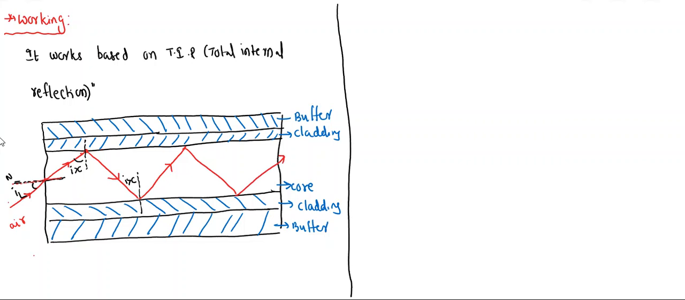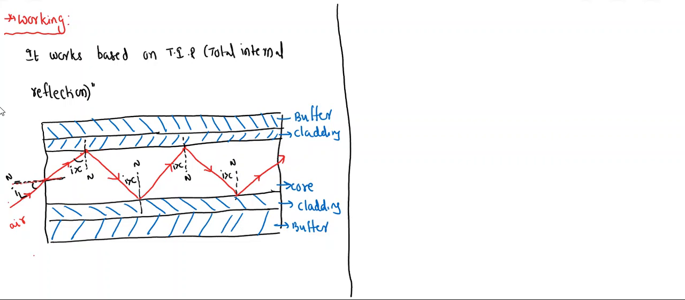And if we draw the normal at every point, here also we can draw the normal, this is the normal and this is the normal, at every point the angle of incidence is greater than the critical angle. When the angle of incidence is greater than the critical angle, the light ray will be reflected, and here the light ray is reflected in the same denser medium, the same core, and it will pass to a long distance, and this is the working of optical fiber.